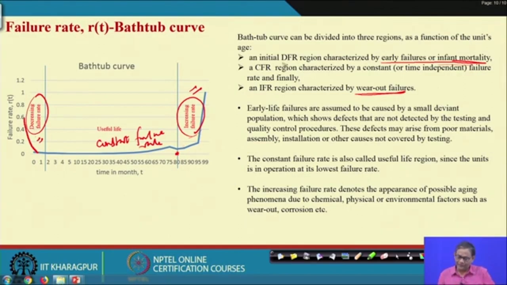So let me read out a little more. As I said, DFR is characterized by early failure or infant mortality. CFR is characterized by a constant, time-independent failure rate, and IFR is the wear out failure rate.